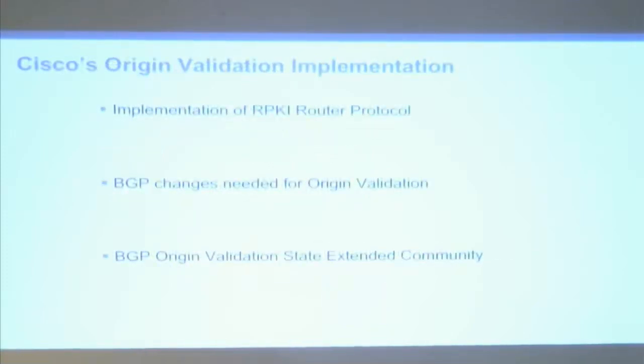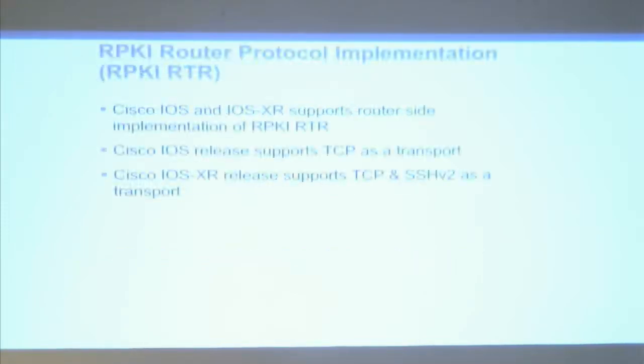So to summarize and recap, the main aspects of the implementation are the implementation of the RPKI router protocol, which connects to the cache server and downloads the validated ROAs to build the RPKI database on the router. The BGP protocol changes needed for origin validation, which perform the origin validation as per the RFC procedure using the RPKI database that's built. And we have support for the extended community to signal the validation state thus computed towards other IBGP peers to avoid the recomputation.